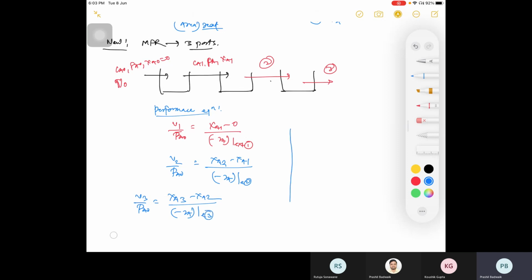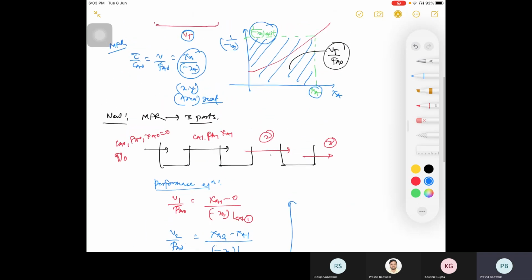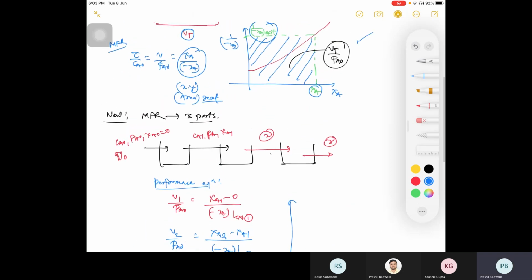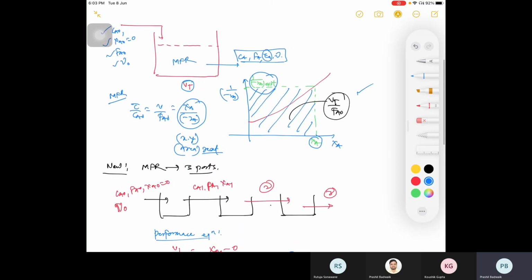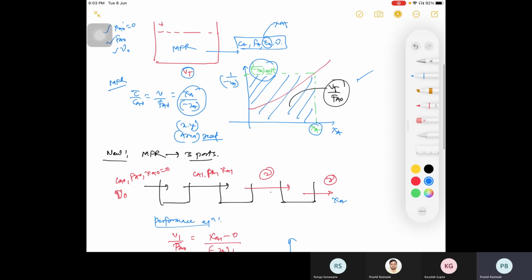Okay, now see here, this was your initial graph, right? You have this with you. Now here you are getting conversion XA, I'll write here XA final, right? This is first, this is your XA2 and this is your XA final.